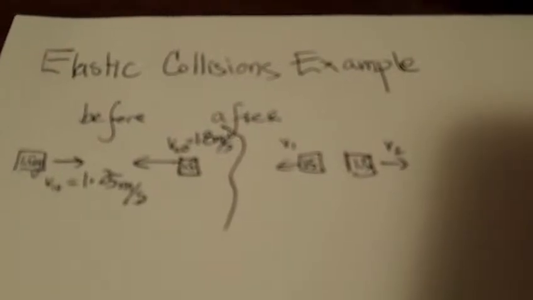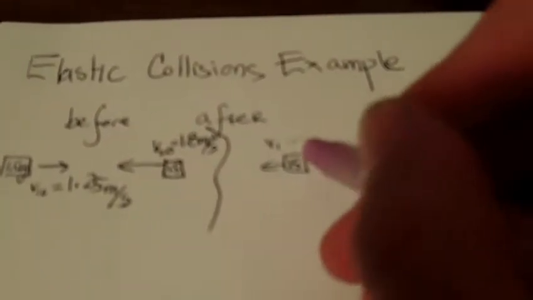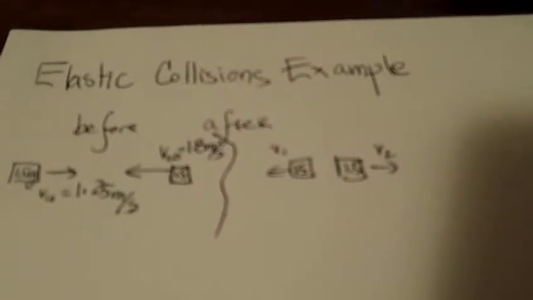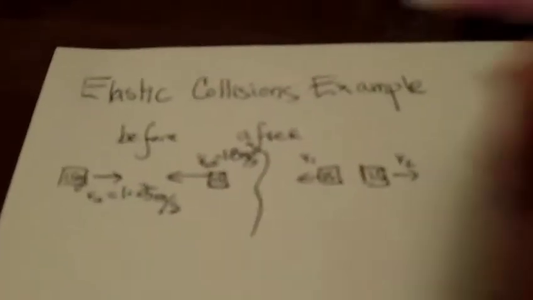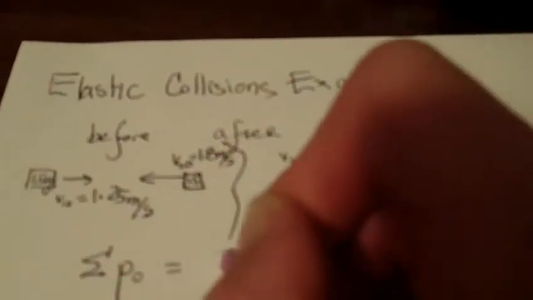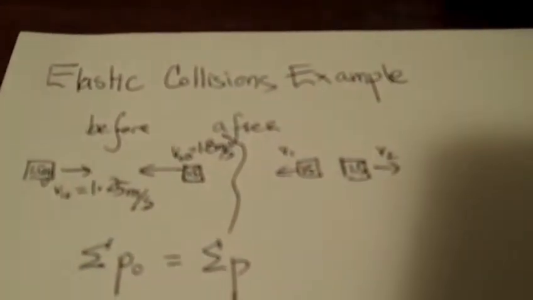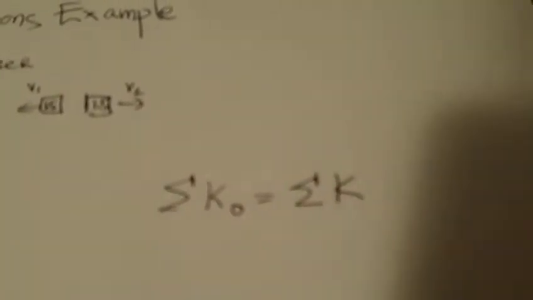I know that the collision is elastic, and I want to know what are their velocities afterwards. Okay, so because this is an elastic collision, I'm going to use both conservation of momentum, so the sum of all the momentum at the beginning equals the sum of momentum at the end, and conservation of kinetic energy. So all the kinetic energy at the beginning equals all of the kinetic energy at the end. Okay, so that being said, we're going to go ahead and plug in.